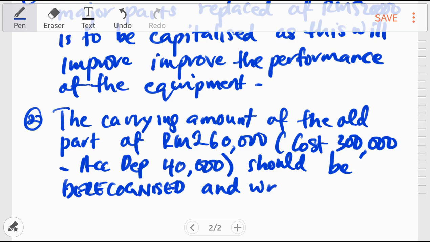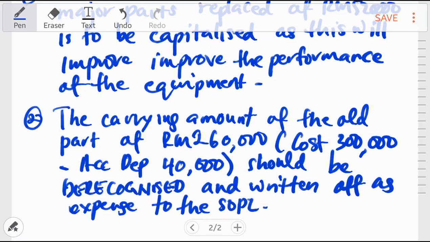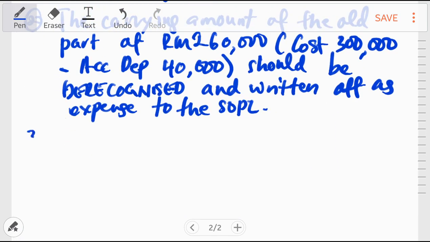And when you de-recognize, it means that you write off as expense. Right? De-recognize means to write off. So it was written off as an expense, to write off as expense to the SOPL. Which SOPL? 2017.